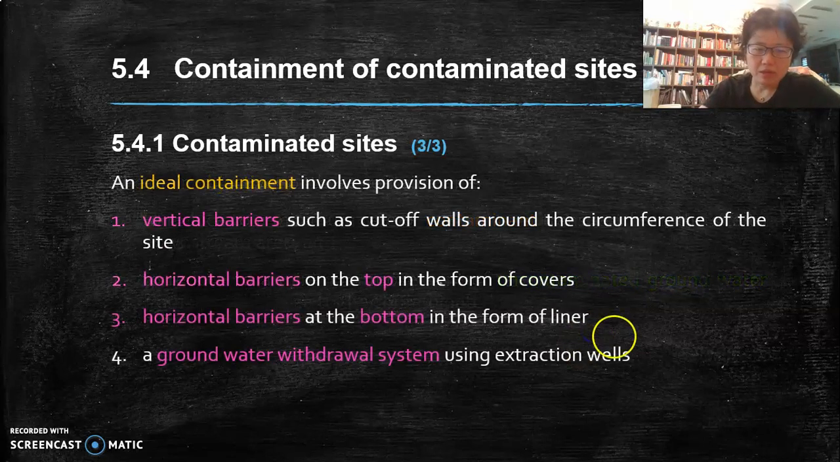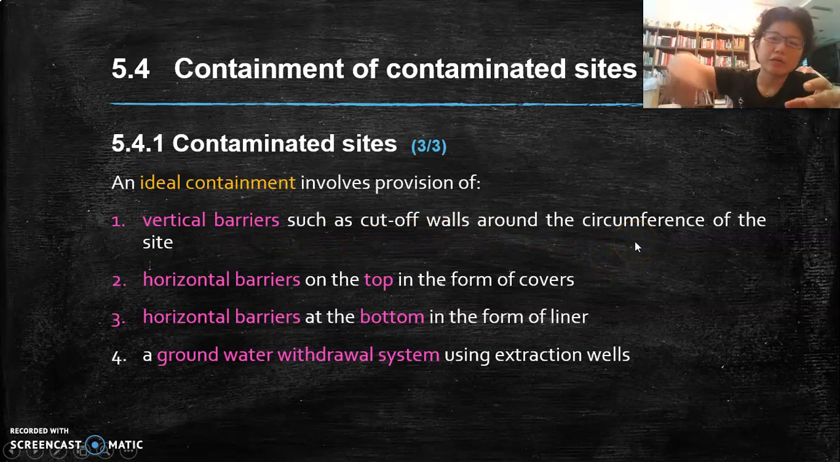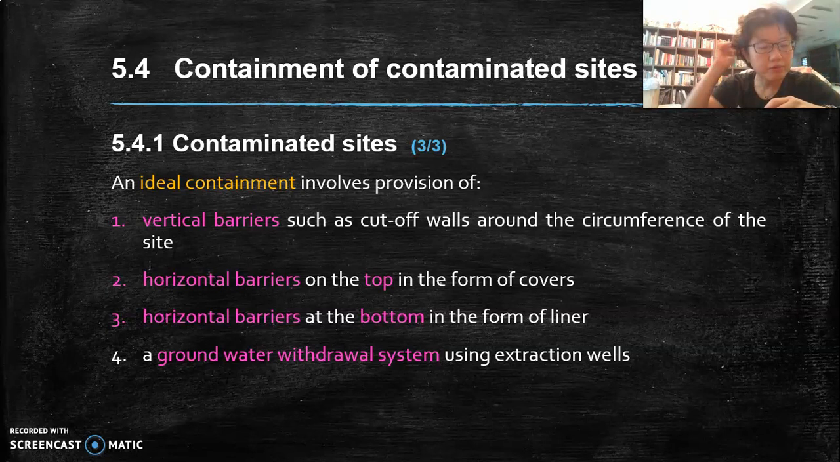And then ideal containment will involve four components. One, you have vertical barriers, that are cut-off walls around the circumference of the site. So the site, all around it, you have these cut-off walls that are called vertical barriers. Two, you have horizontal barriers on the top to form the cover, and three, obviously, you have horizontal barriers at the base to form the liner. So you have the side surrounding the perimeter, then the top, then the bottom, and finally you have a groundwater withdrawal system using extraction wells.